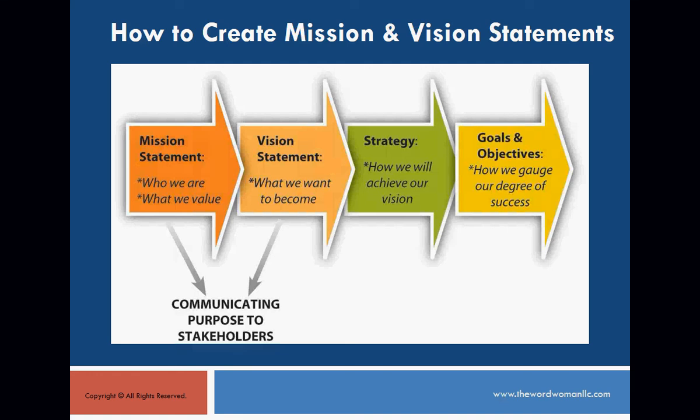How will we get to this place? And then the goals and objectives are that drill down. So you're going to go from overarching big picture strategies to defining goals and measurable objectives that help you to see progress towards achieving the mission and vision. And again, your mission and vision statements help you to communicate your purpose to your stakeholders.